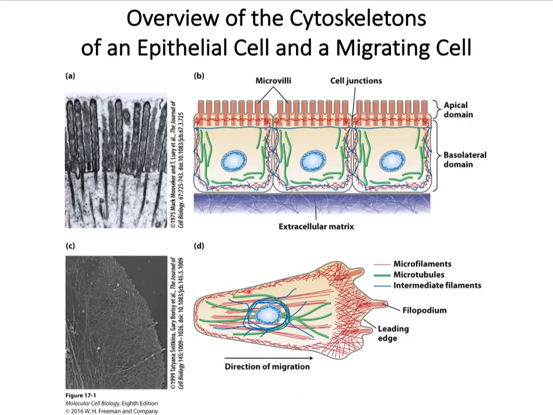This is an overview of the cytoskeleton of epithelial cells. In the top panel, you can see an epithelial cell, and you can see a migrating cell at the bottom. In the illustration, the microfilaments are in red, right here, the microtubules are in green, and the intermediate filaments are right here, in dark blue. The nucleus is the light blue oval.